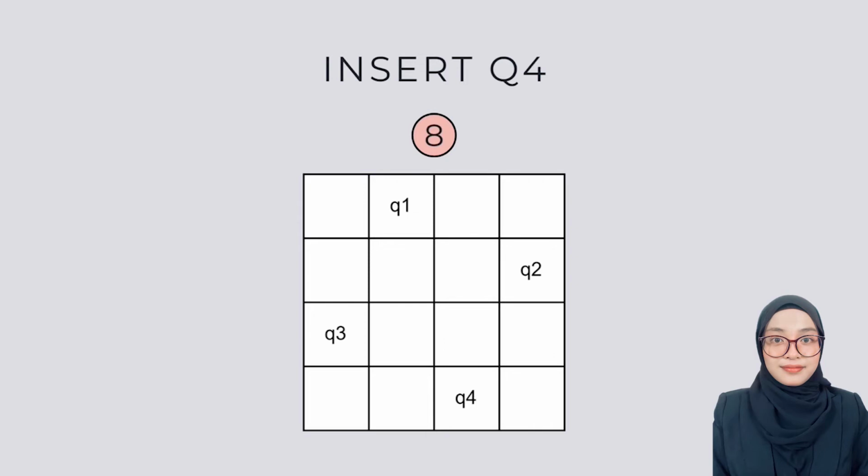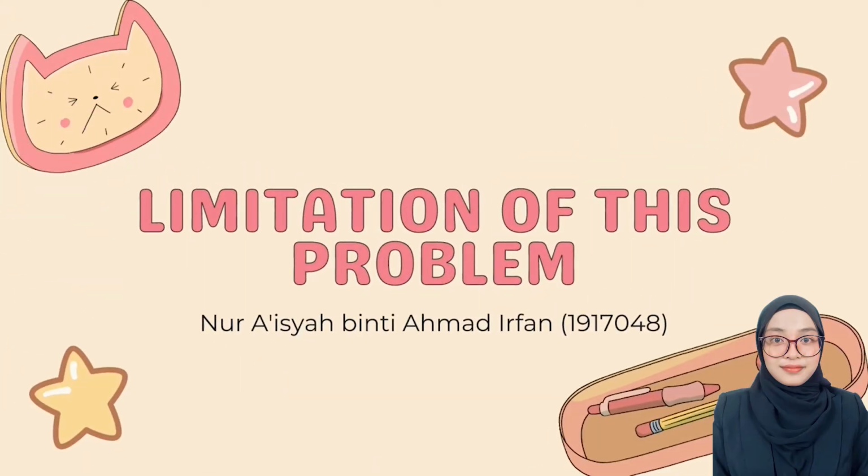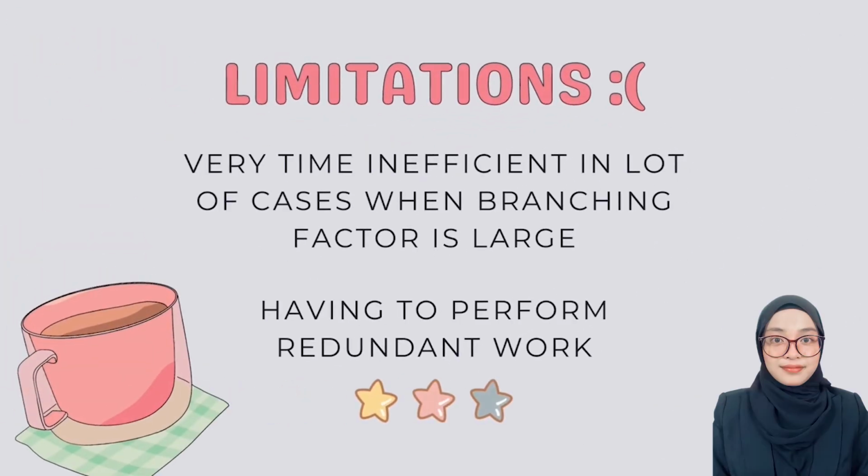Here we see that the placement of the queens follows the rules, which is not in the same row, not in the same column, and not next to each other diagonally. So this is the solution to the backtracking. But the question is, what is the limitation of this problem actually? Here are two limitations of the n queens problem.